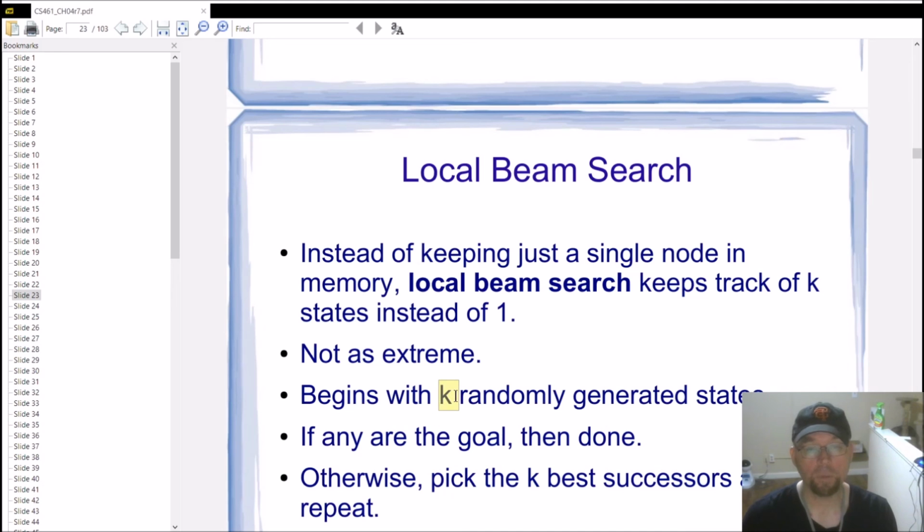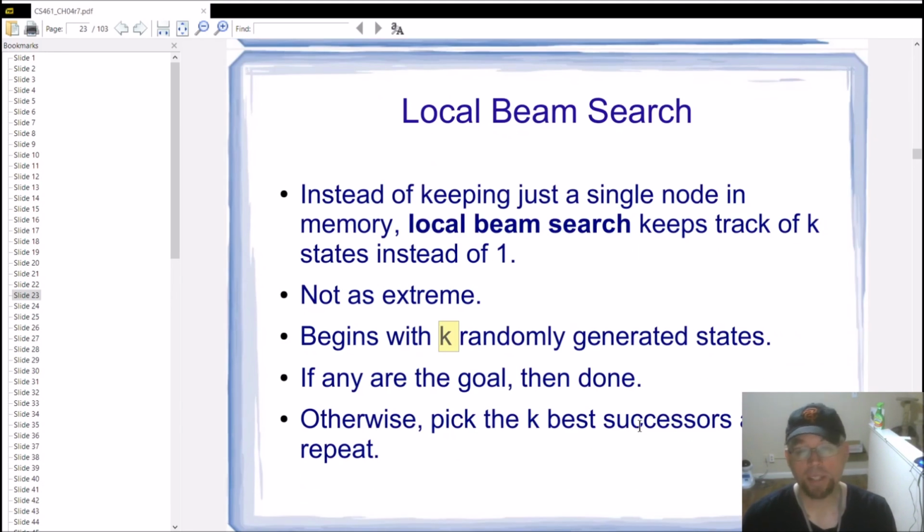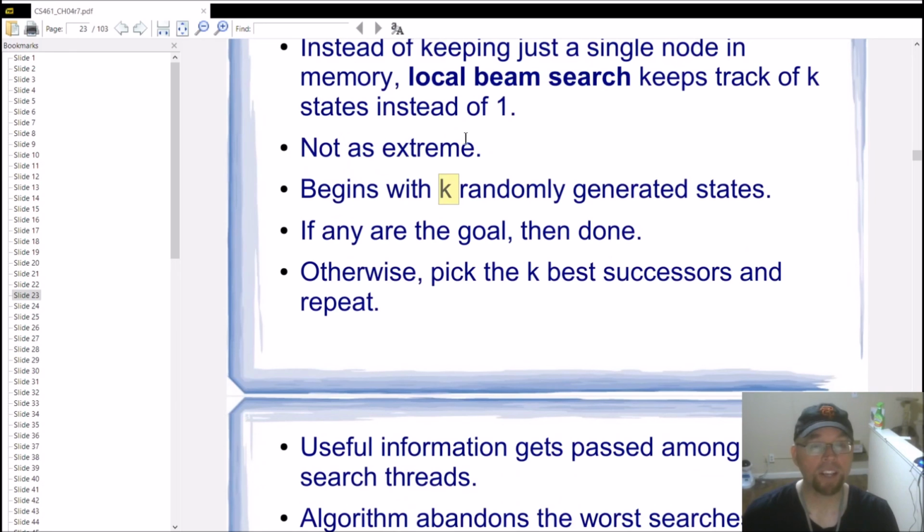Otherwise, replace those k initial states with the k best successors and repeat. So again, the big idea is you've got k initial nodes, you pick the k best successors out of all of them, and then those k best successors become your new k current. Hopefully I explained that okay. If not, rewind, watch it again, send me an email, stop by my office hours. You'll see this play out.